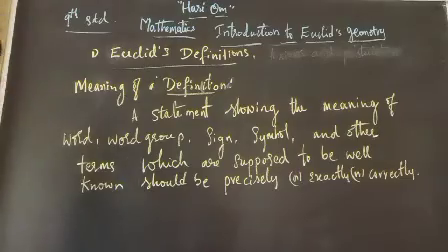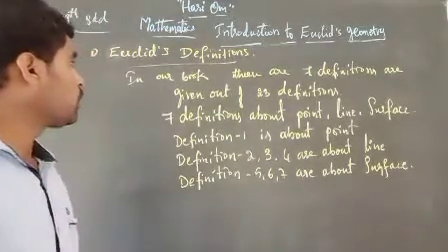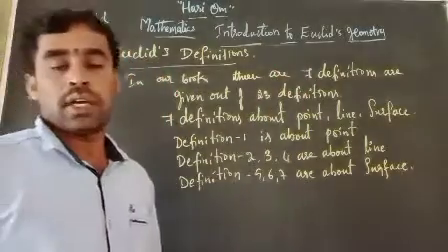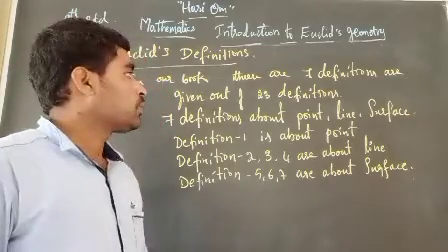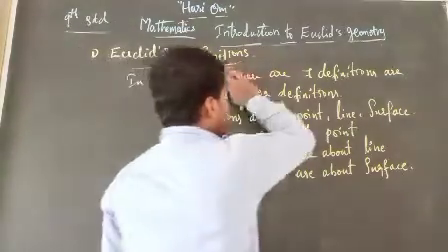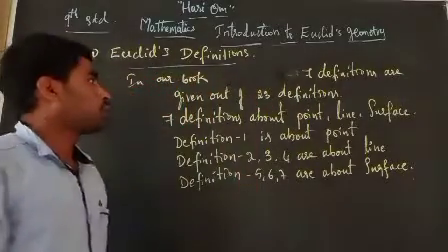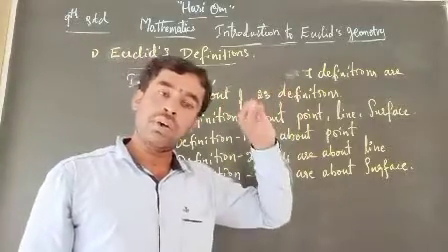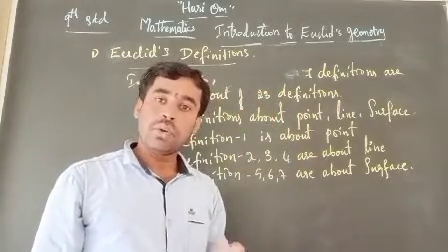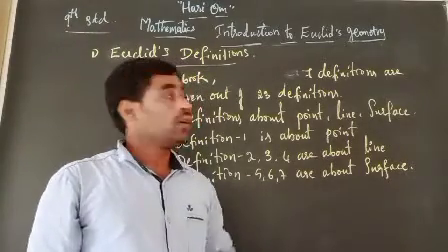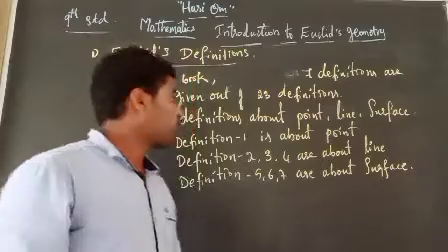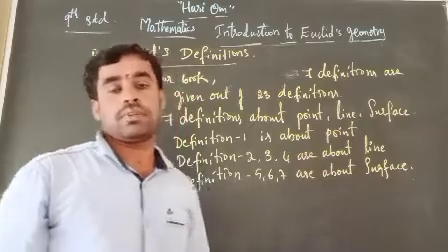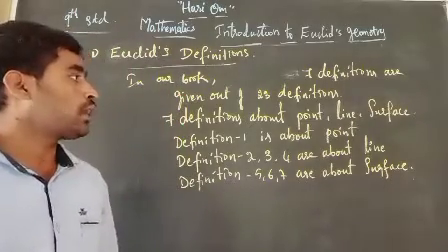Take down this definition. Dear students, as you know, in our textbook only 7 definitions are given out of 23 definitions. Totally Euclid has given 23 definitions, but in our textbook only 7 definitions are given. The 7 definitions are about point, line and surface.